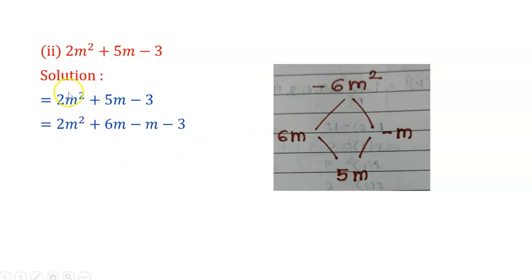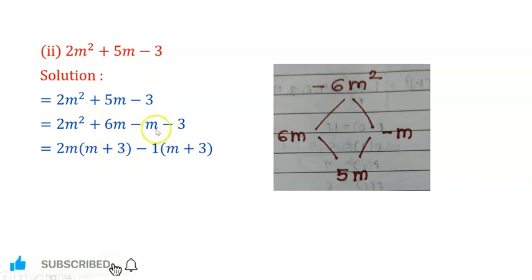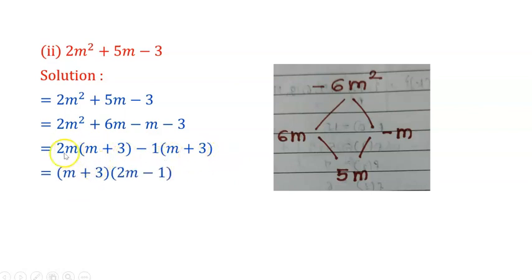Therefore we can write 2m square, 5m can be written as 6m minus m, minus 3. Now the common from these first two terms, that is 2m. Then in bracket you will get here m plus 3. From the next two terms, we'll take only the minus 1 as a common. Then in bracket you will get here m plus 3. Again the common from these two terms, m plus 3 is common. Then the remaining terms are 2m minus 1.